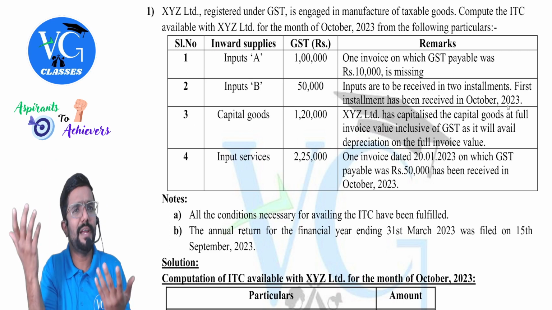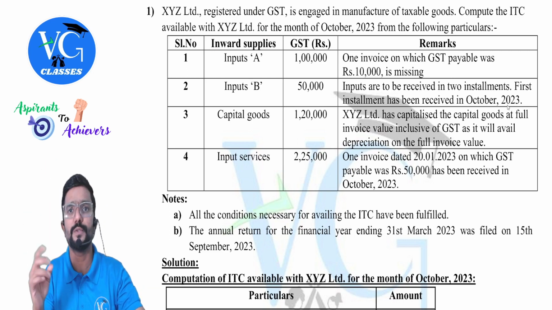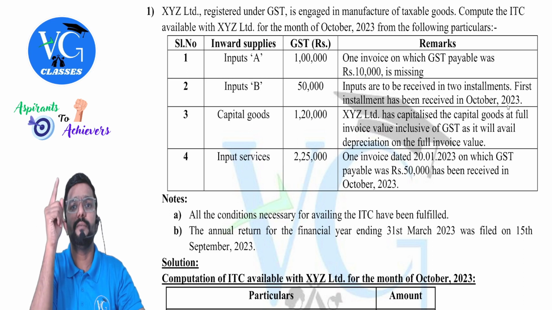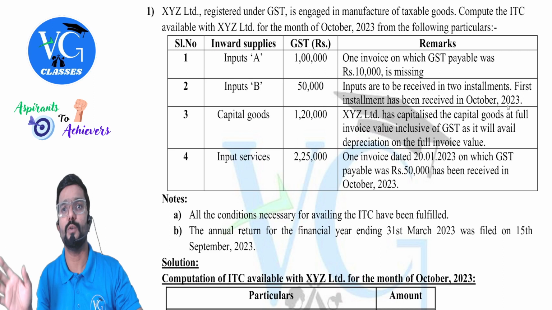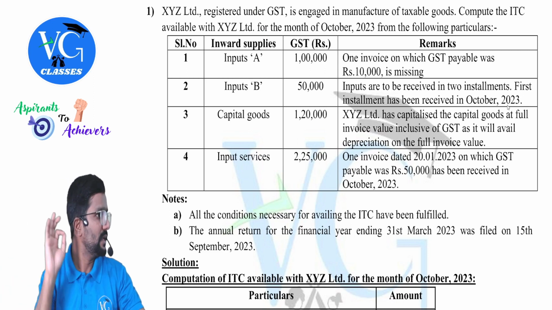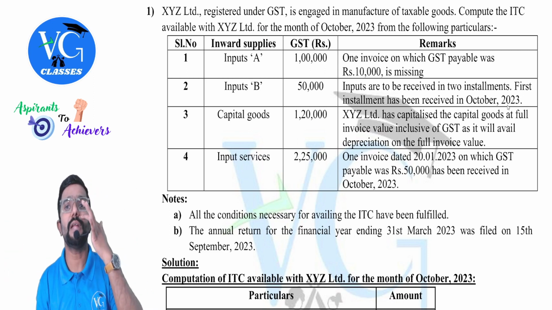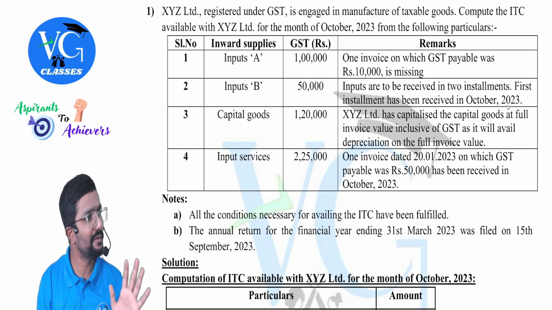For this 10,000 he has made a purchase, but he doesn't have the invoice. So what should we do? How much credit can he claim? 1 lakh minus 10,000, so 90,000. Sir, what about the other 90,000? It is understood they have the invoice.